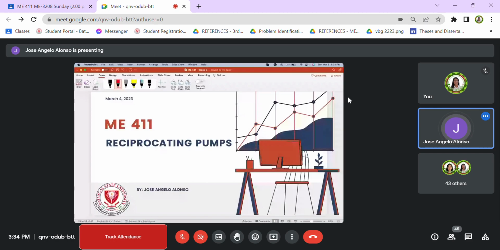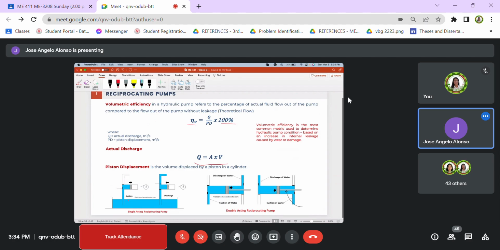Okay, so we'll finish the reciprocating pumps, then we can move on to our sample problems after this. So kanina, na-define natin, mostly naman yun is applicable to centrifugal pumps. So what if reciprocating pumps naman yung pinag-uusapan? If we are dealing with reciprocating pumps, then we need to deal with what we call as volumetric efficiency.